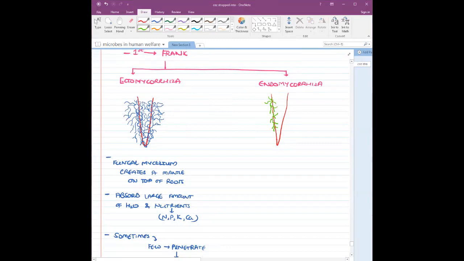Now if they penetrate into the plant, guys, there are two things. They can penetrate into your xylem, and sometimes they can penetrate into your phloem. So basically, the fungi and the plant grow as a single entity, because now both of them are completely joined. But then what is the difference? When they penetrate inside, what are they going to give rise to?